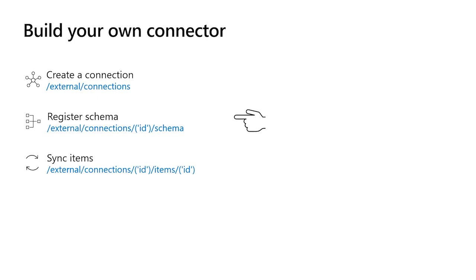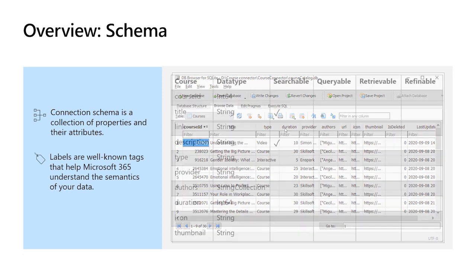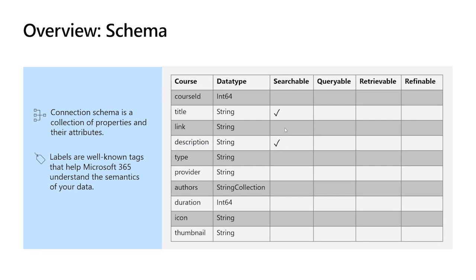The next key step is to register the connection schema. Connection schema is nothing but a collection of properties and their attributes. The course DB has a whole range of properties. I pick and choose the properties that are relevant to be consumed within various graph experiences and add them onto the connection schema. In this case, I have chosen course ID, title, link, description, and a few other properties.